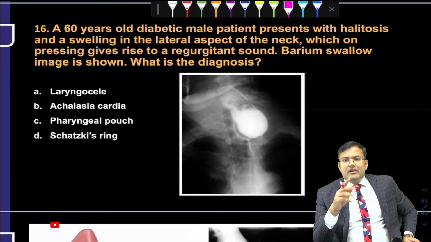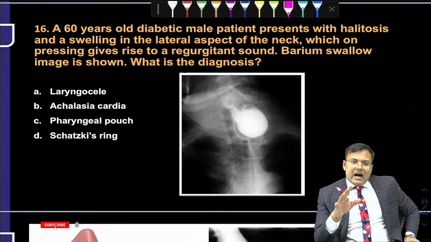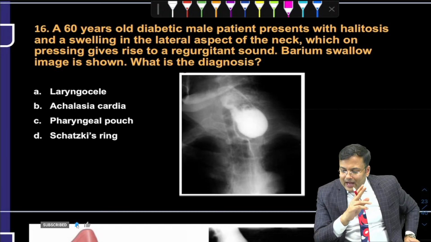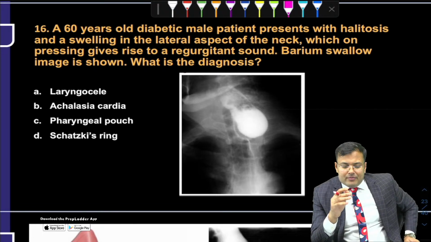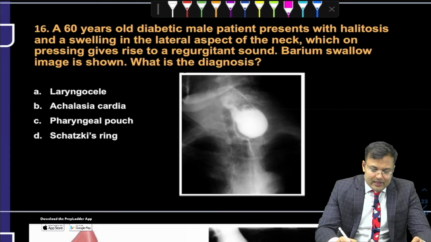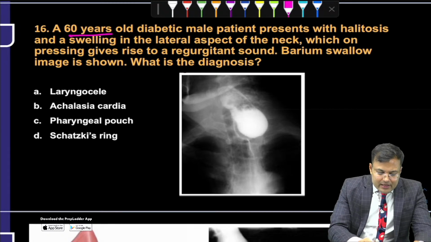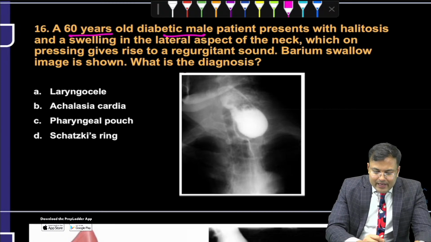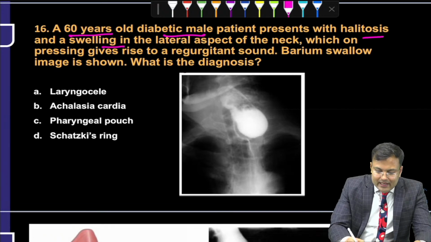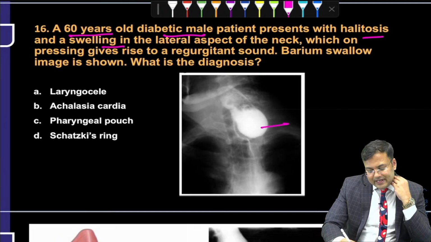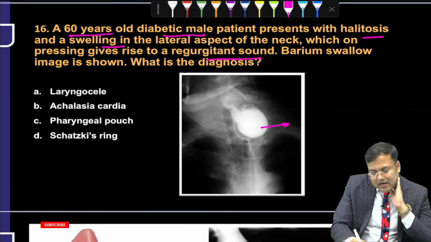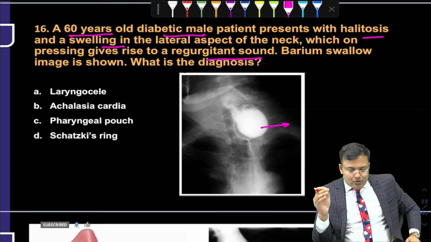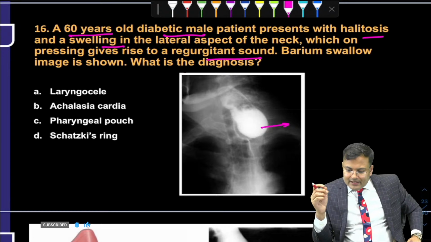Question number 16. A similar question was asked in a latest exam. I'm looking for the correct answer from you people. Read the question. A 60 years old diabetic male presents with halitosis and swelling in the lateral aspect of the neck. There is a swelling which on pressure gives a regurgitant sound. Barium swallow image is shown. What is the diagnosis? Tell me, guys.